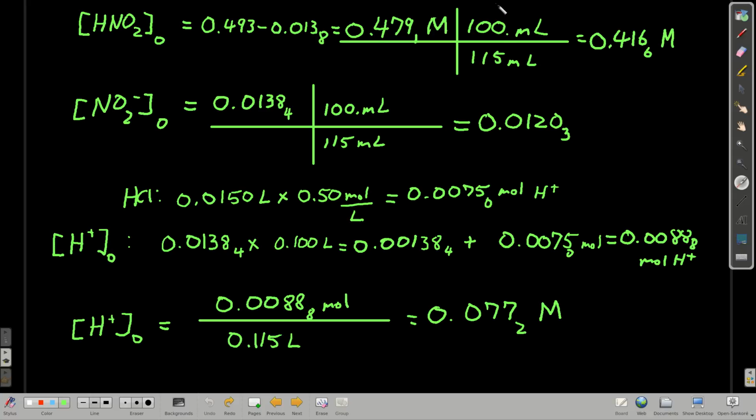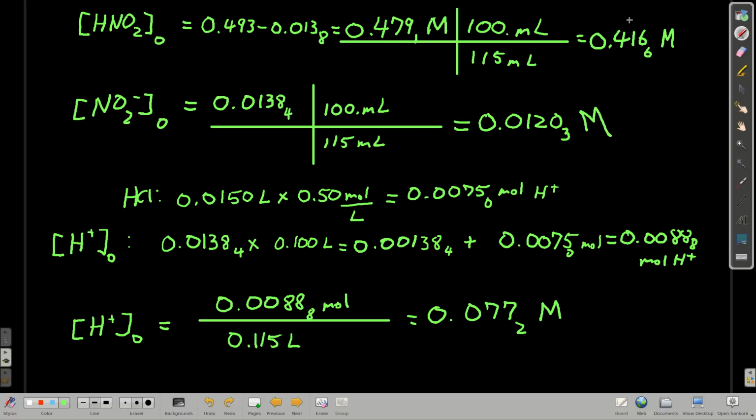And then, look at this. Because we're adding 15 mL of hydrochloric acid, we have to do a dilution calculation. So, M1V1 equals M2V2. Solve for the new M2. 100 over 115, 115 because we had 100 mL and we added 15 to it. And there's our initial concentration of nitrous acid. Now for nitrite ion, we had 0.0138 molar, and we're doing a dilution for that. And then that's our new concentration. That's molar.